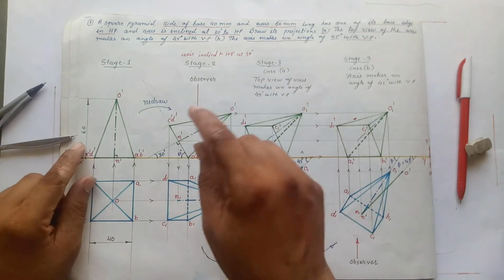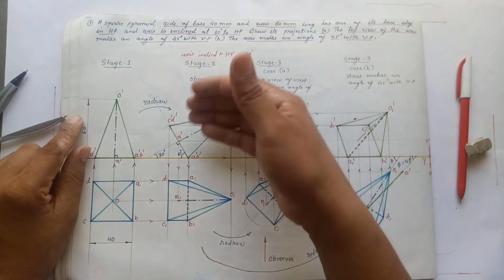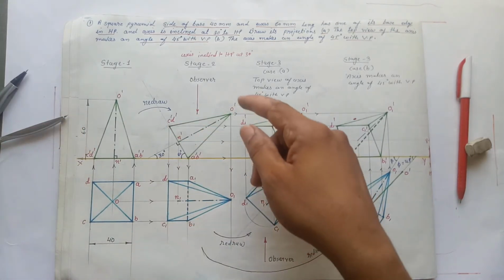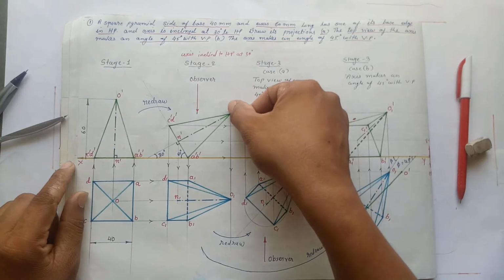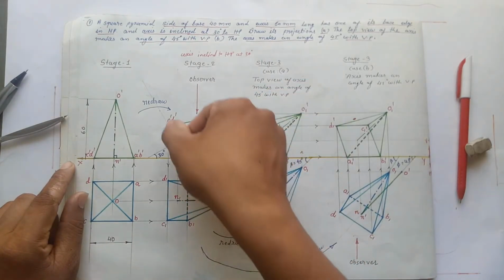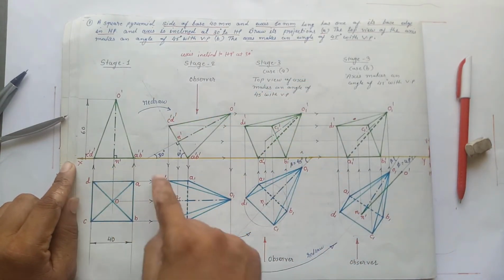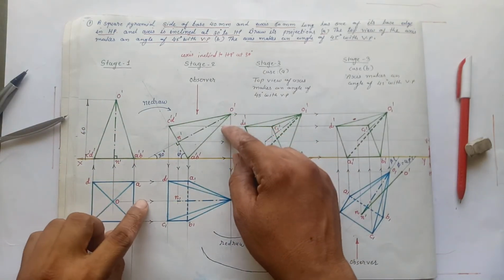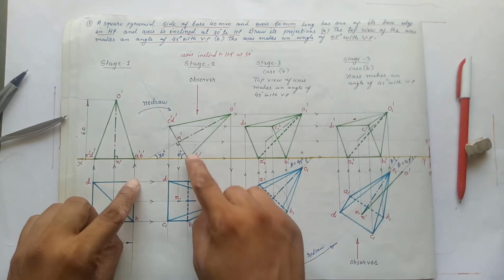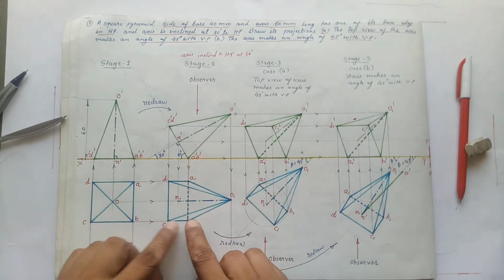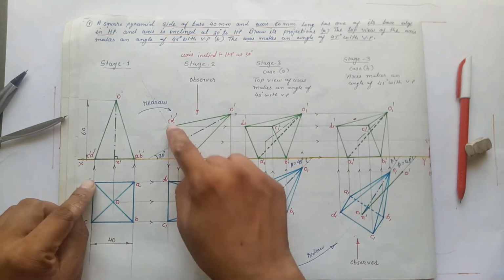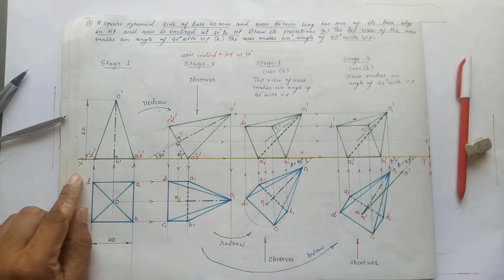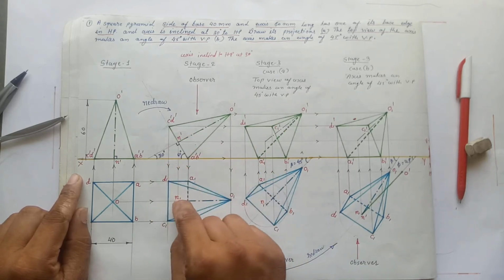So copy this figure. After copying this figure, now it is time to draw the plan in the second stage. First of all, we have to project the points vertically downwards, that means O dash, A dash, B dash, C dash, D dash, and we have to project these points on the right hand side. So O dash, O1 dash, A, B, C and D. So mark these points O1, A1, B1, C1, D1, and also mark the point of the axis.